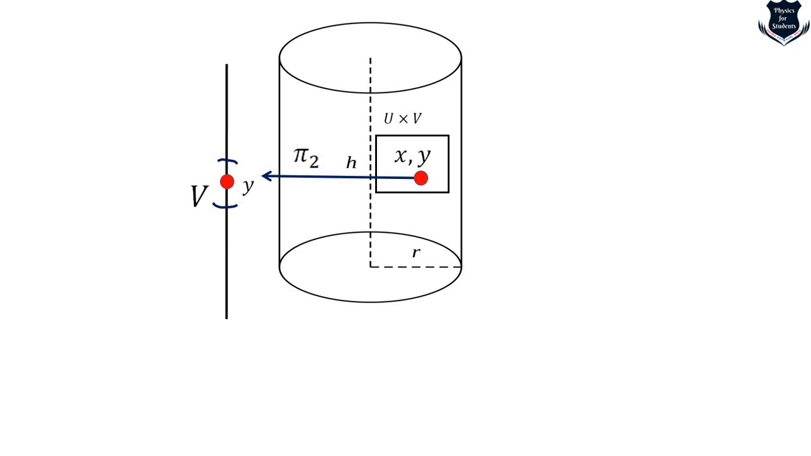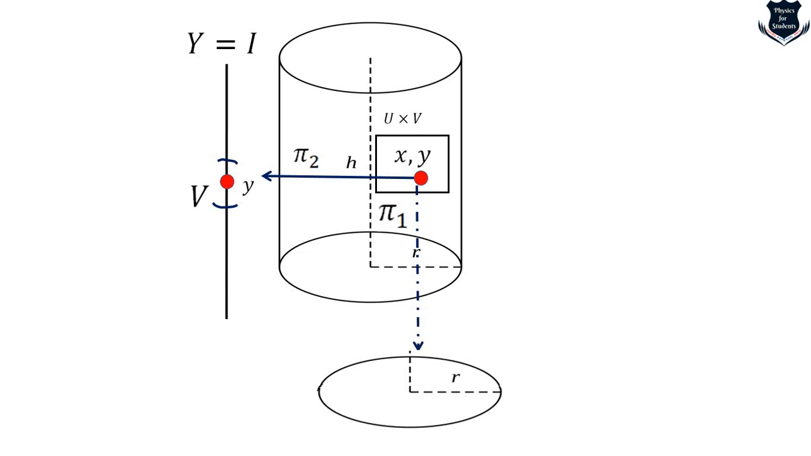So this pi 2 is basically the projection which we have just seen, the projection. So y equals to 1 is basically the interval. We are taking this as an interval, right? And then we can represent this one going further and creating an ellipse kind of a thing.